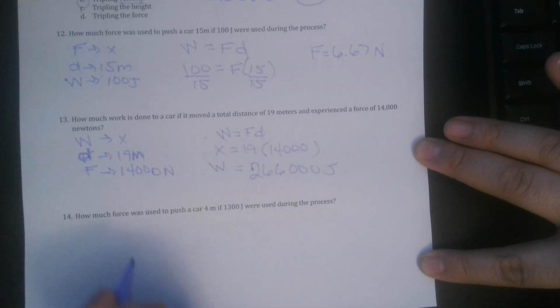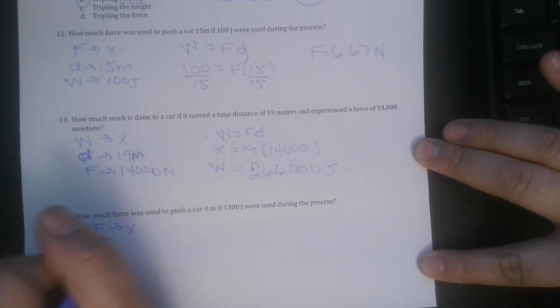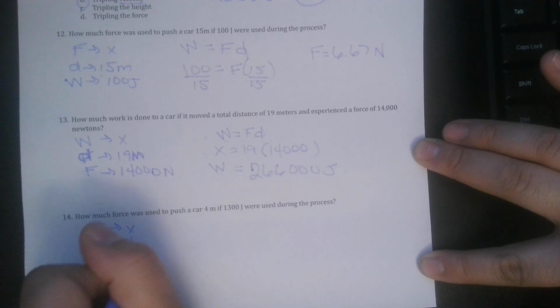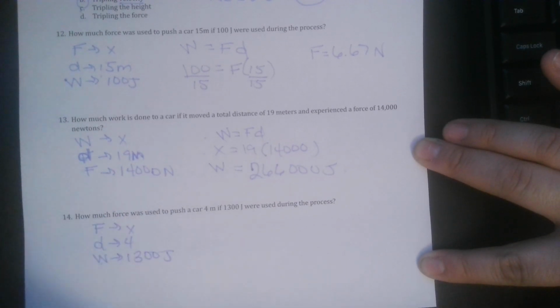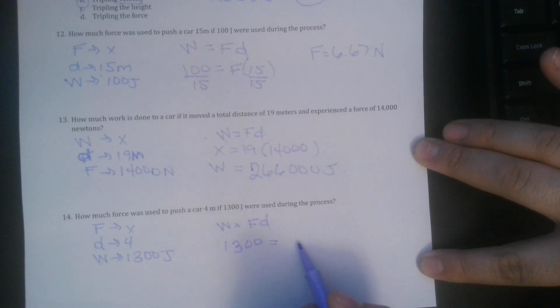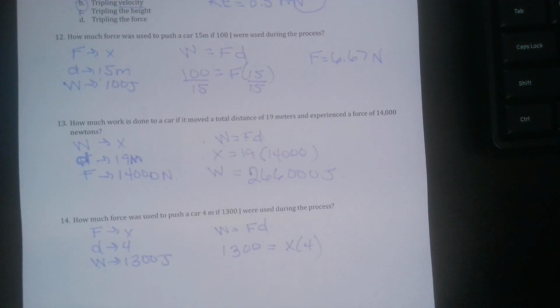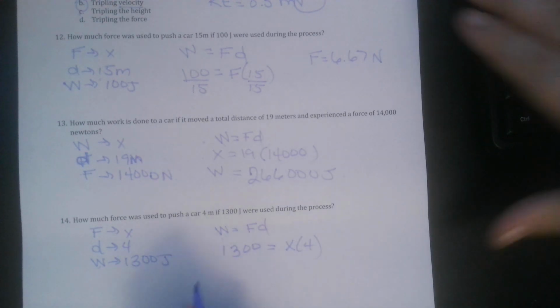And the last one, how much force do we need to push a distance of 4 meters and do work with 1300 joules? Work equals force times distance. We're looking for force. Or you could write 4x, so 1300 divided by 4 is 325.